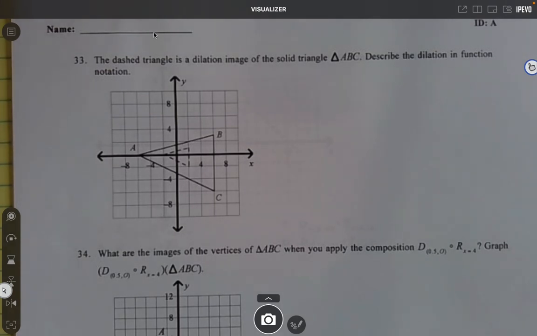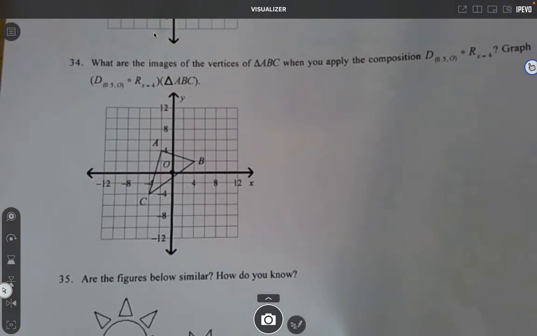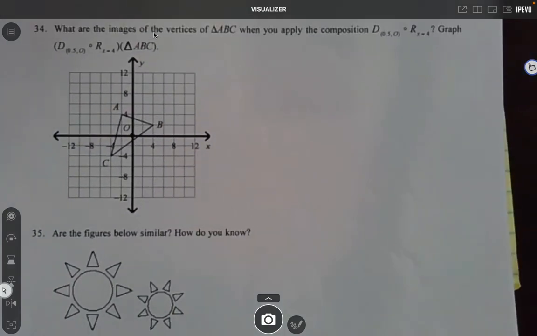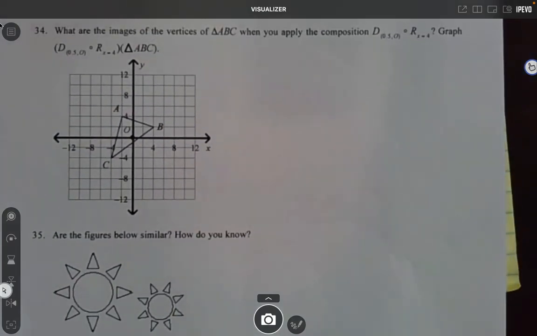All right, number 34. Okay, so there's one like 34 and 35 on here. So 34, it has 2 things going on, right? Let's see. Yeah, you apply the composition. Which one do you start with? Yeah, the second one, this one on the inside. So it says I'm gonna reflect over x equals 4. That's what that says, correct?